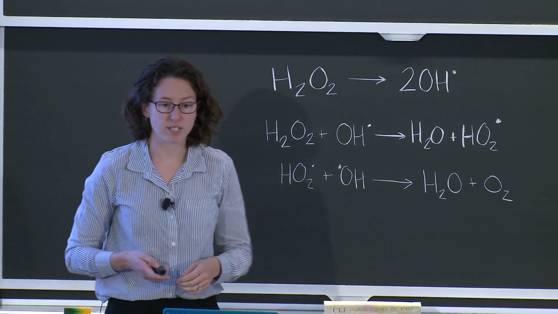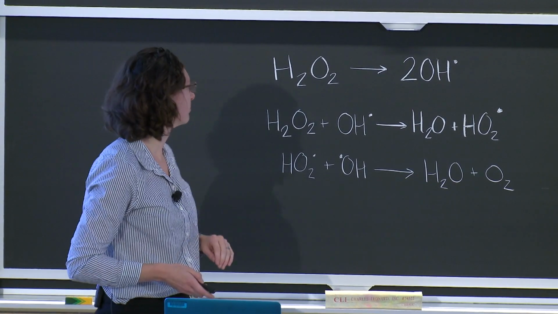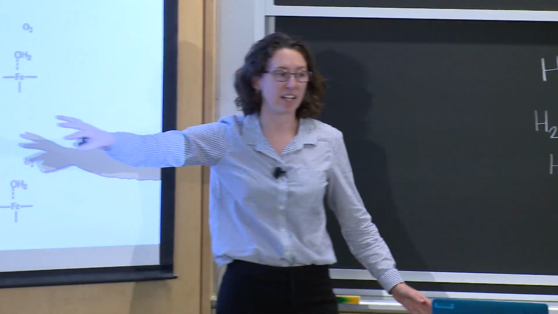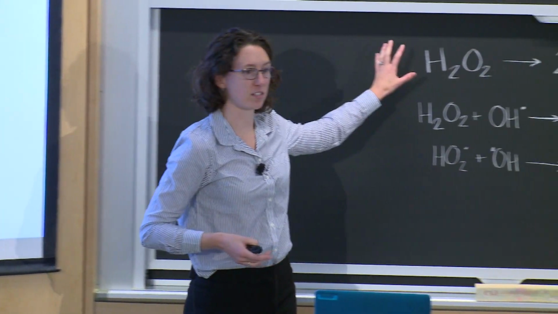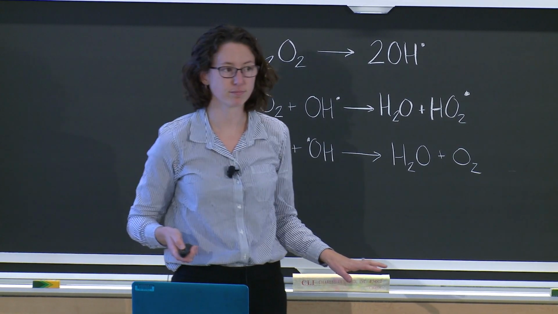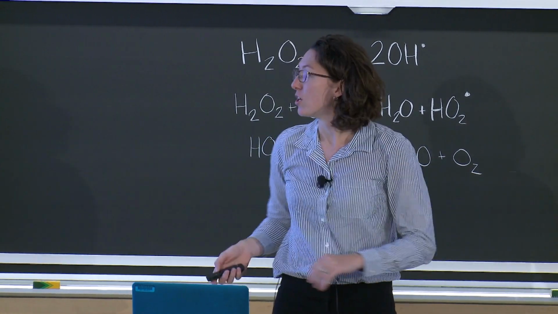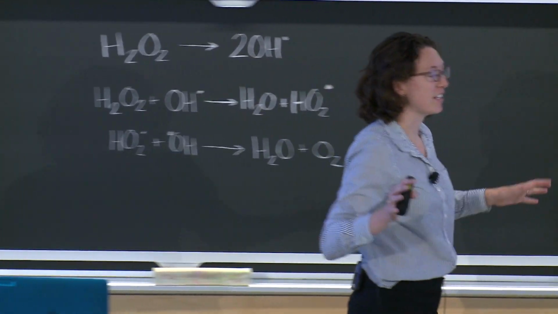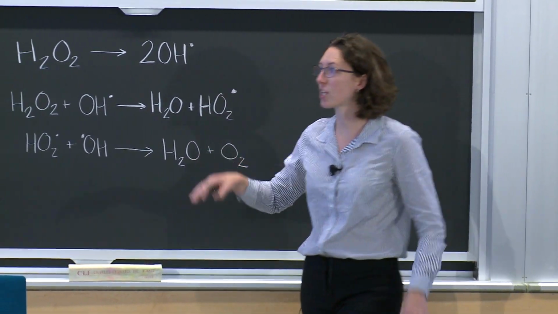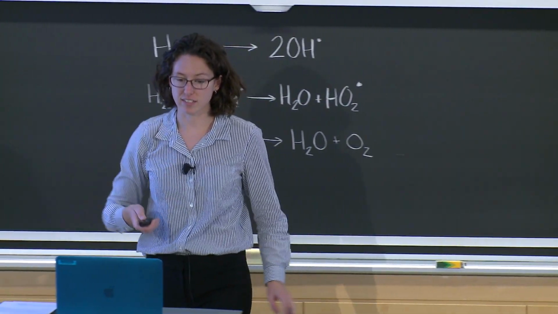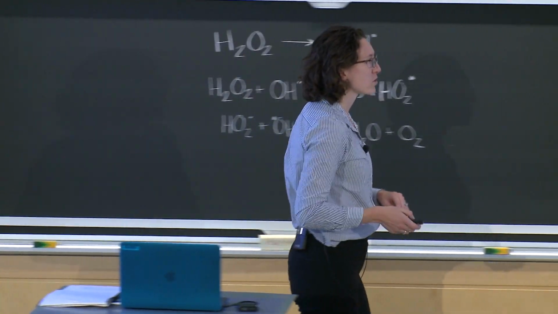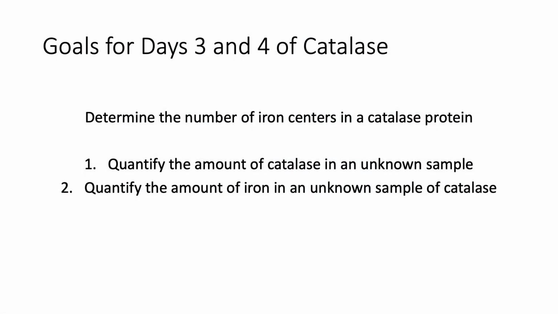So it takes a few more steps. It's a little bit slower. But that's a comparison of how the enzyme can catalyze this reaction to happen much faster than what may happen in nature. So that is what is happening in the decomposition of hydrogen peroxide, either just hanging out on the benchtop or with your catalase catalyzation. And now we're going to talk about our goals for day 3 and 4 of Catalase.